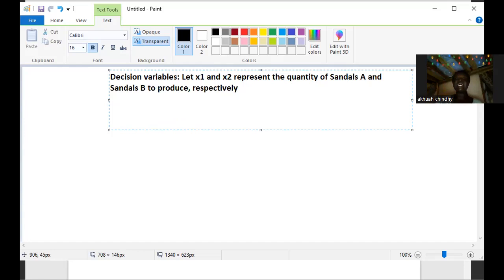Then we move on to our objective function. So what is the aim of this Craft Sandals Limited? What is their aim? To know the amount produced for A and B. Their objective is to what?